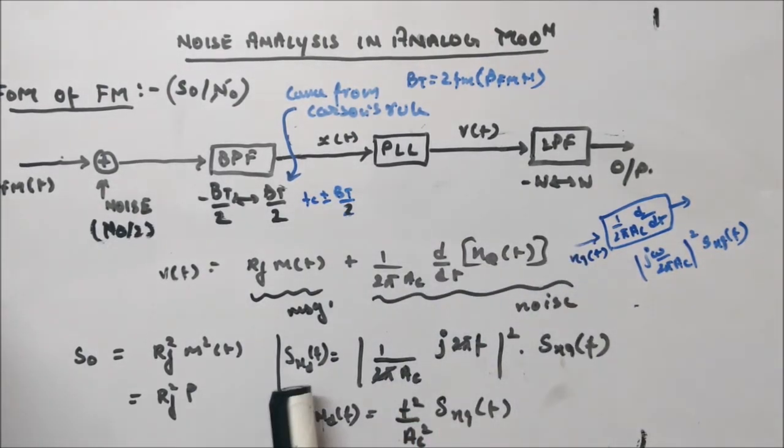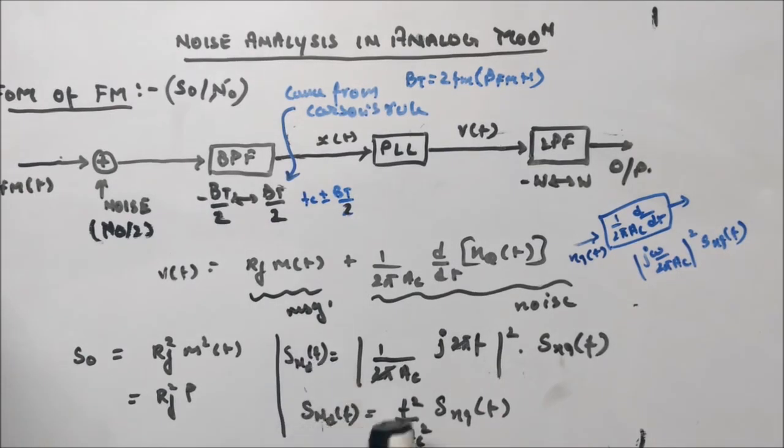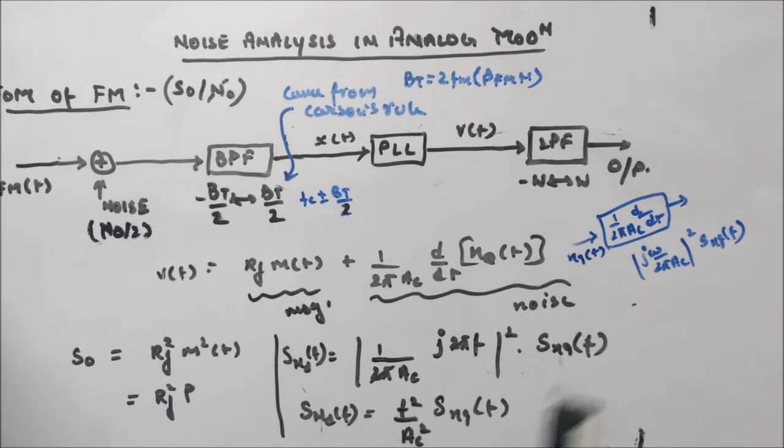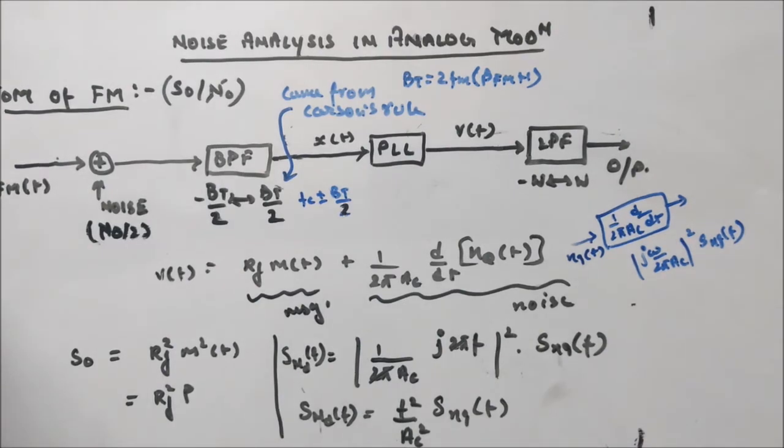Which I am representing by S_nd(f) is equal to mod square j 2 pi f divided by 2 pi AC into S_nQ(f). So your S_nd(f) will be, since 2 pi will get cancelled and the mod will take care of this j, at the output you will get f square divided by AC square, times the power spectral density of the quadrature component n_Q(t). Okay, so now we will move on from here. Since we have got S naught, we just have to calculate N naught.